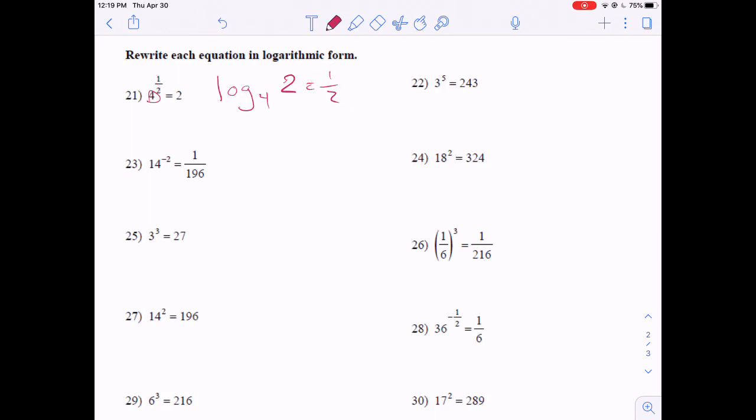All right, try one here with this negative number. I'll try 23 with you also. So that's going to be a log. It's a base of 14. The answer is going to be 196. But the exponent is -2. So by having you write these back and forth a few times, you get a better feel for how they work. All right, folks, good luck.